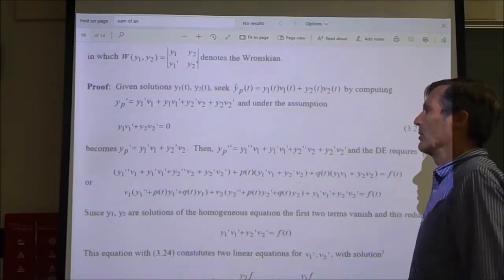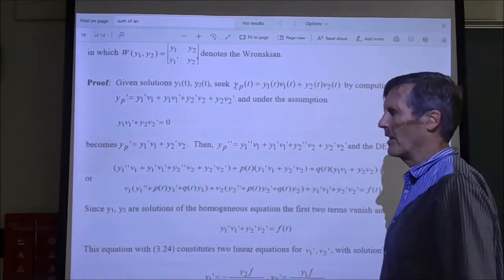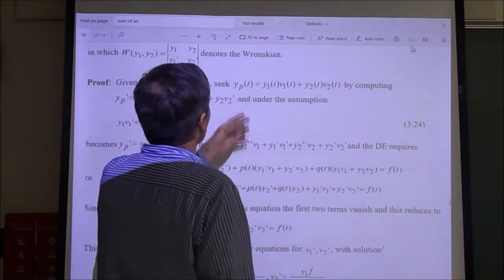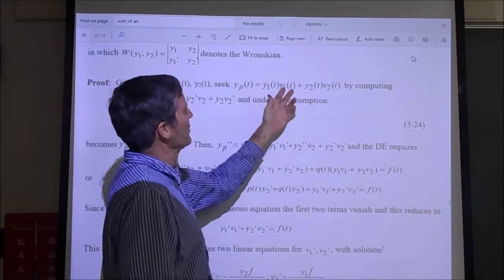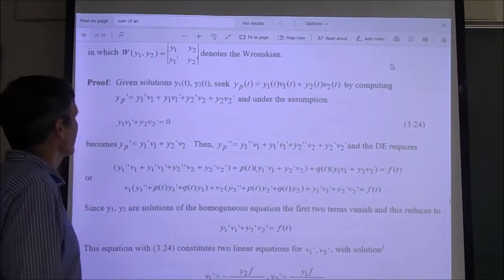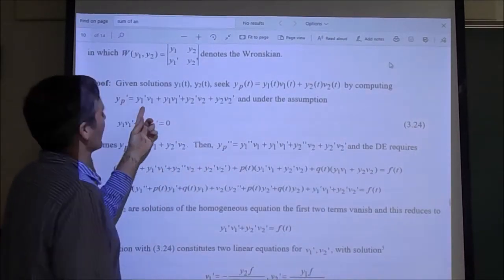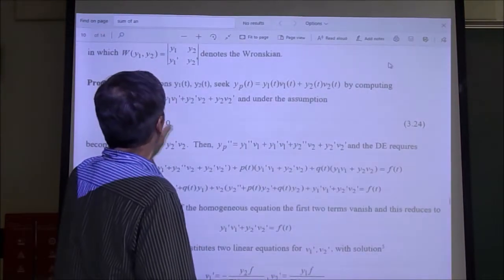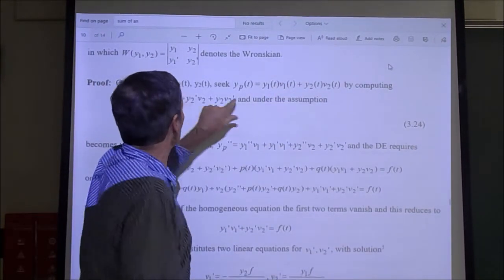So here's the proof. Why does that work? You just try the method. Suppose yp is y1 v1 plus y2 v2. What would v1 and v2 have to be to get a particular solution? Well, I take the derivative. I get this by the product rule: derivative of the first times the second plus first times derivative of the second. Same thing over here. The product rule for this one gives these two terms.